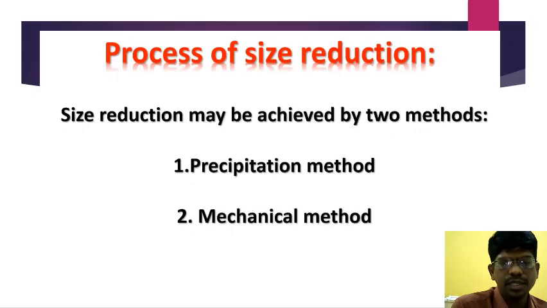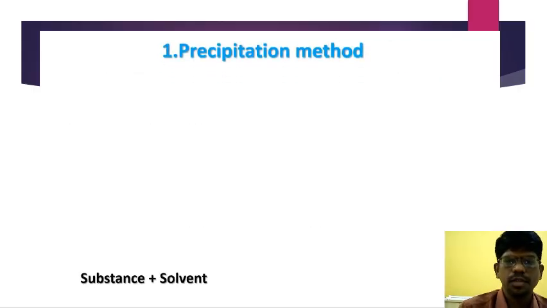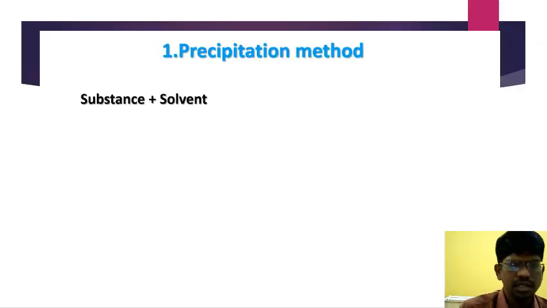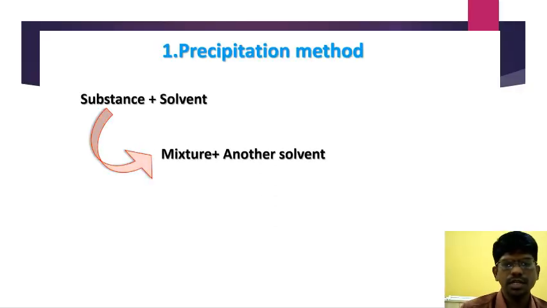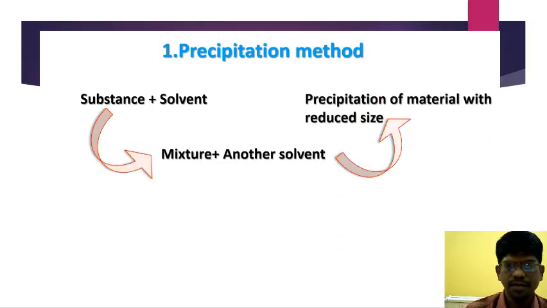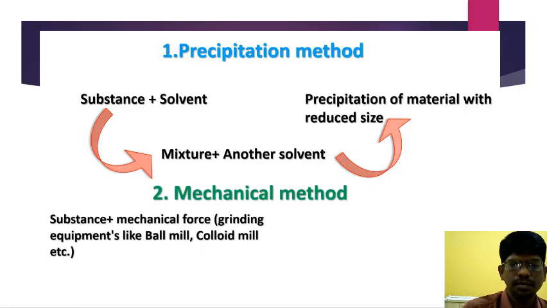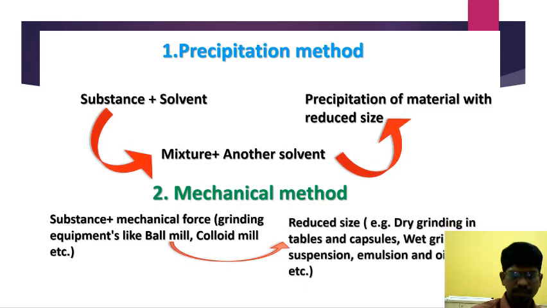Usually size reduction happens by two different methods: the precipitation method and the mechanical method. In the precipitation method, the ingredient is added to a solvent, and then another counter solvent is added to that solution, which forms a precipitate, and that material has a reduced particle size. The precipitation method is usually followed in chemical processes. In the mechanical method, we make use of mechanical force, like grinding equipment, ball mill or colloidal mill, to reduce the particle size by different milling equipment.